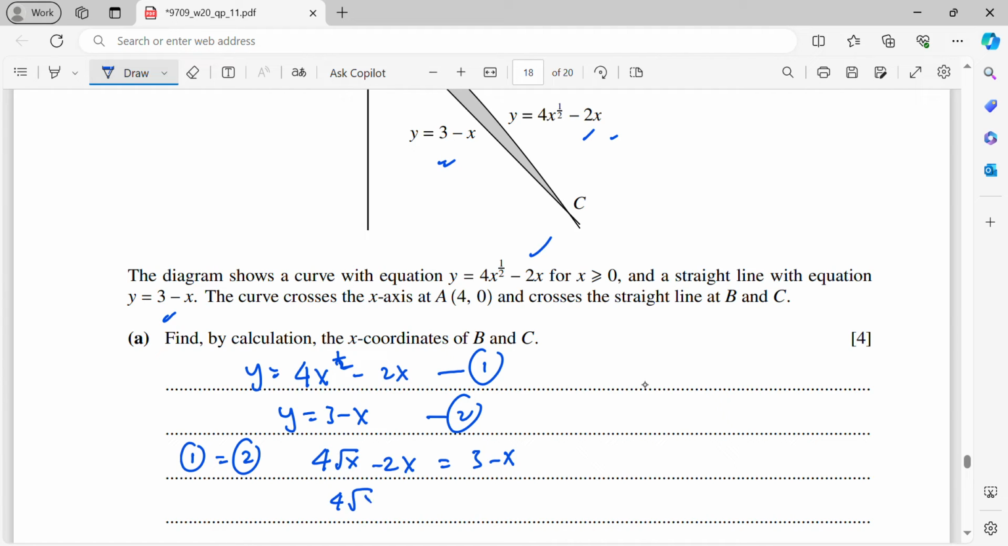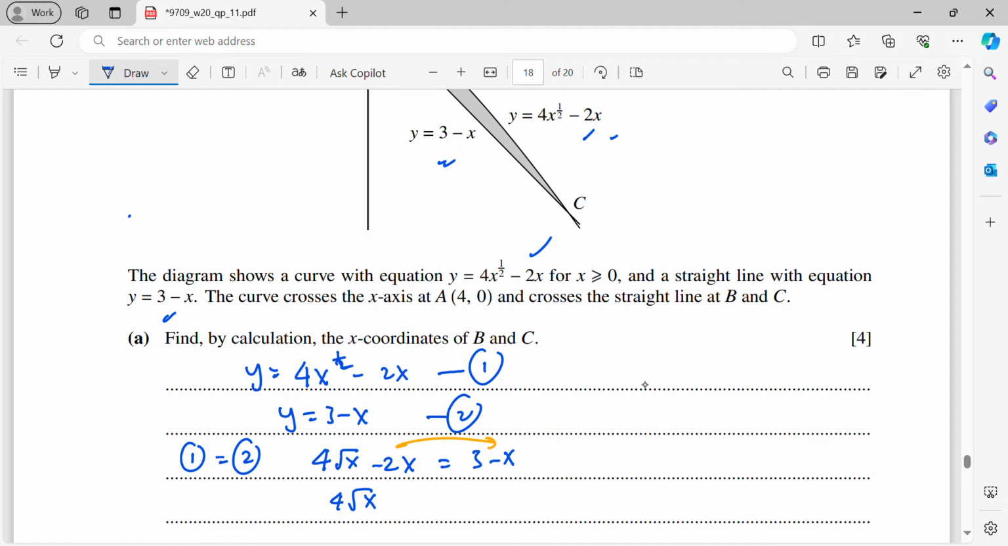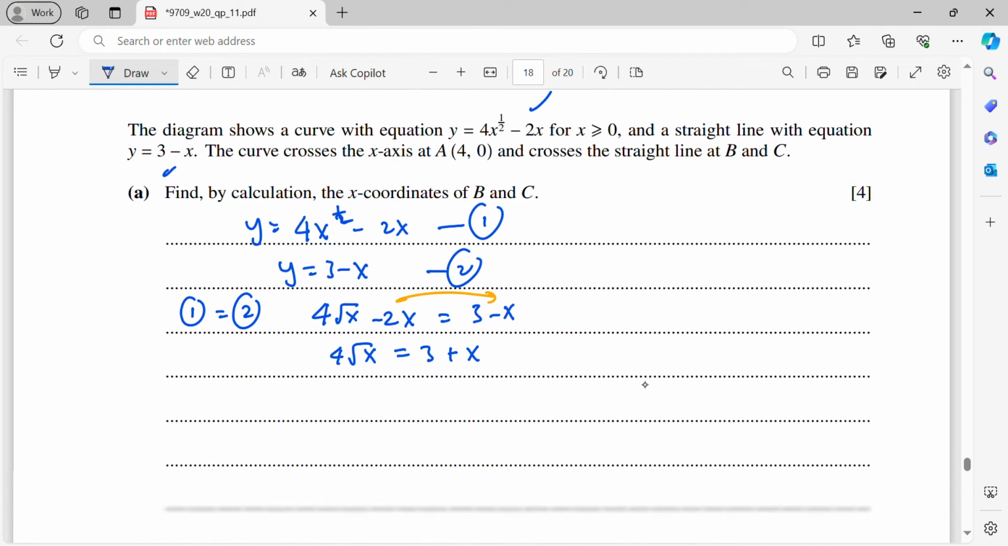So I will just move the minus 2x to the other side first and simplify it before I square both sides. So when I move the minus 2x to the other side, it becomes plus 2x. So 3 minus x plus 2x is 3 plus x. And now I square both sides. Because the purpose of squaring both sides is to eliminate the square root. So 4 squared is 16. Square root x squared is x. Now for the right hand side, just do quadratic expansion. It will be 9 plus 6x plus x squared.